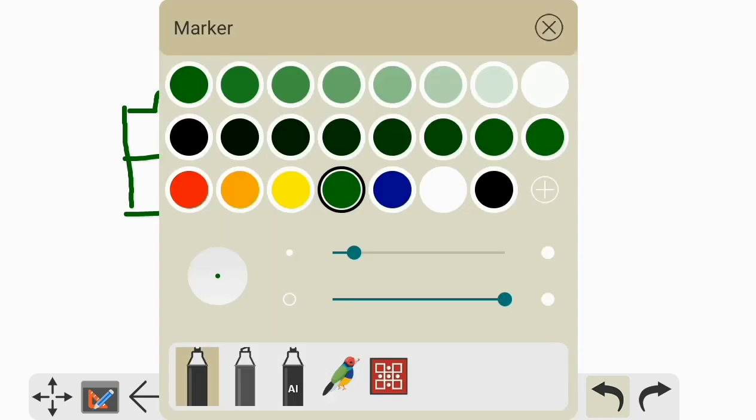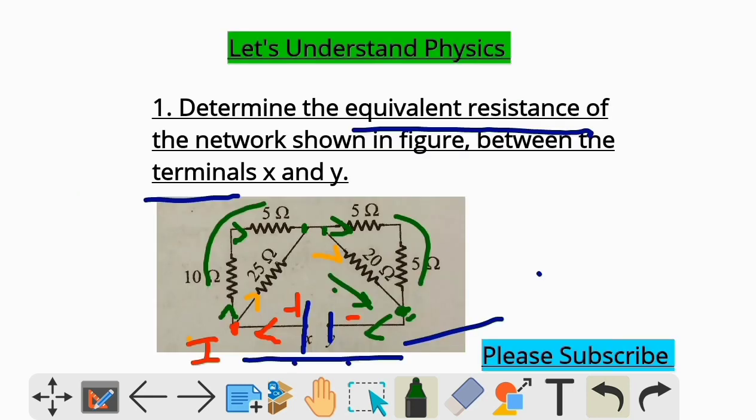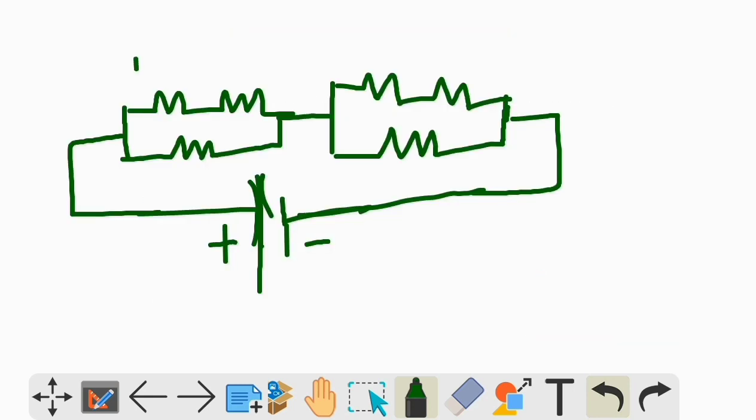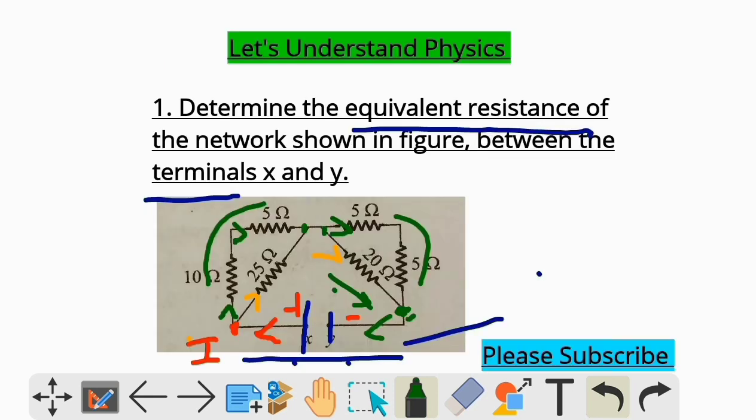In place of connecting here, simply here also you can connect from here. You can connect here. Okay. So mark the values: 10 ohm, 5 ohm, 25 ohm. So this is 10 ohm, 5 ohm, okay, and 25 ohm. These two are 5 ohm, 5 ohm, and this is 20 ohm.